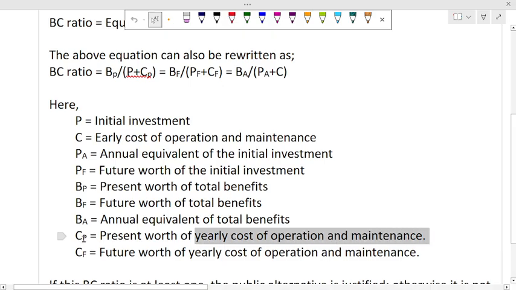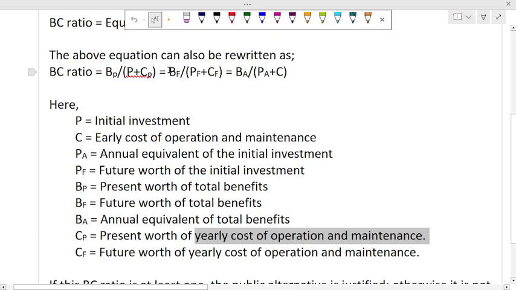If you put P in C, it means present worth of yearly costs of operation and maintenance. If you see F in C, it means future worth of yearly cost. But C on its own just means yearly cost of operation and maintenance. Then of course, P is for initial investment. So PA will be the annual equivalent of the initial investment. PF will be future. F just means future. P is present, A is annual, F is future.